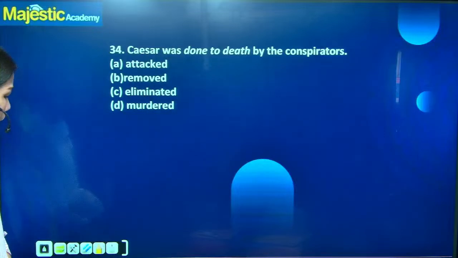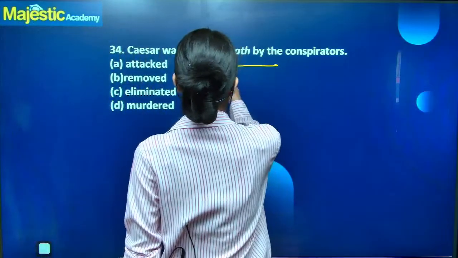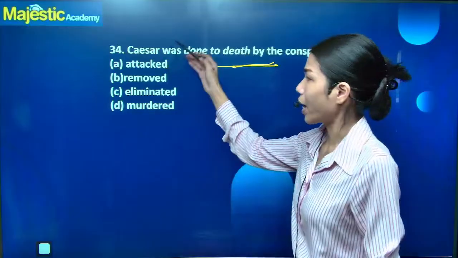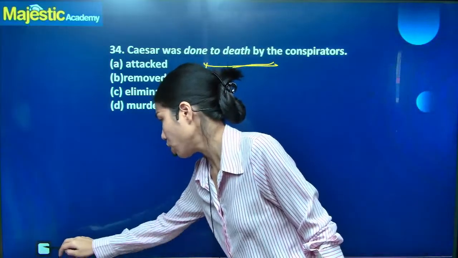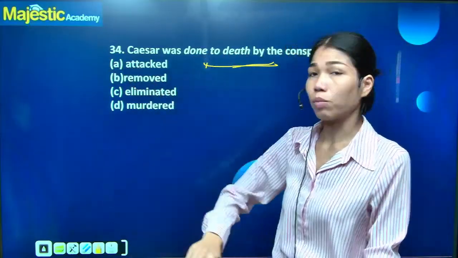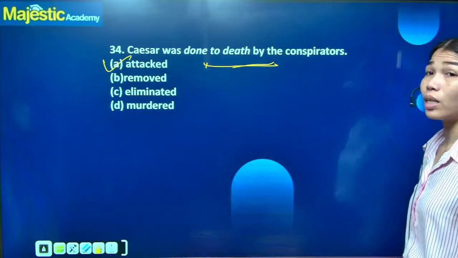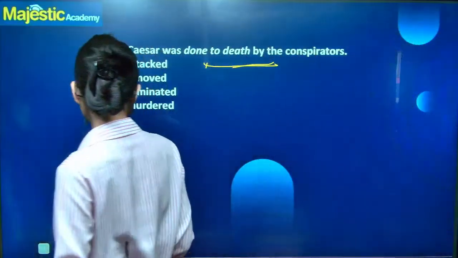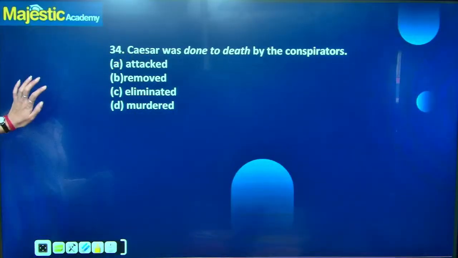Next one, Caesar was done to death by the conspirators. ठीक है? अभी done to death है. ठीक है? That means attacked, removed, eliminated, or murdered. So the answer has to be not eliminated, not murdered. It should be आपका option number A, that is attacked. Caesar was attacked by the conspirator. ठीक है? Not removed, not eliminated, and not murdered. Okay.